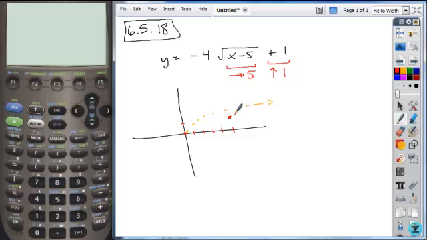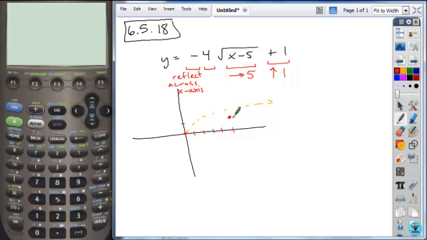Okay. I also, just from here, I know that my domain is going to be everything that's greater than or equal to 5. Okay. But if I look at the rest of my graph, this negative part tells me that I'm going to reflect it. And the only reflection that we're talking about is a reflection across the x-axis, a vertical reflection. So this graph that did open up and to the right is now going to open down and to the right.